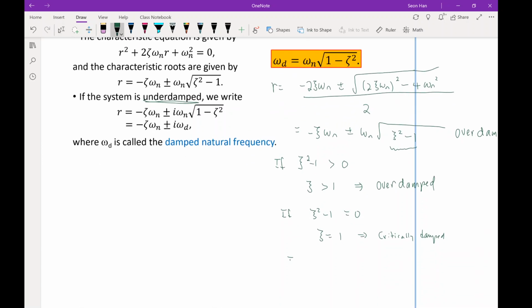In the last case, you ready? If zeta squared minus 1 is less than 0, that means that zeta is less than 1, you have an underdamped system.